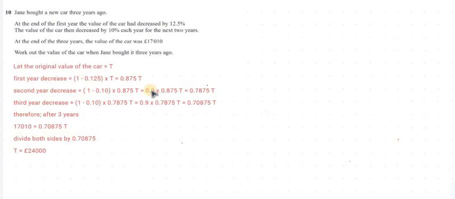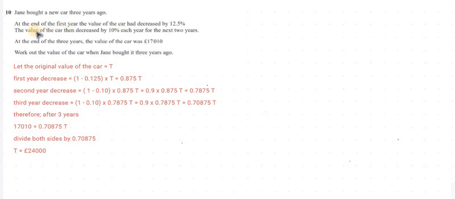Okay, so I said let the original value of the car be T, because I don't know it, let's represent it with a letter. Now, after the first year of decrease, it decreased by 12.5%. So that means the remaining value of the car is 1 minus 12.5 divided by 100, which is 0.125. So 1 minus that, times T. So 0.875 T is what's left after the first year.